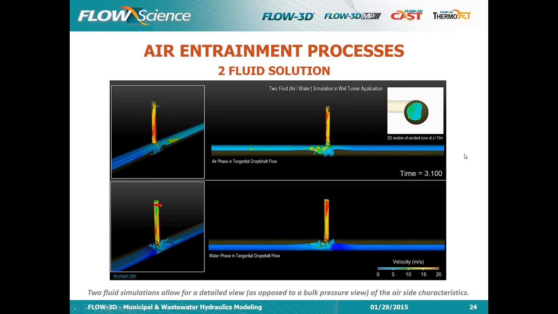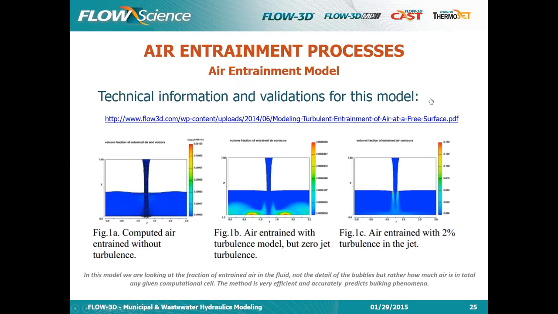Okay, so those are options we have, and then we have the air entrainment model, which is the scalar model, how much air we have as an average fraction of air inside a computational cell. There's a tech note on this, and if you download the slides you'll be able to take a look at this link. It's also on the website, which gives you the full detail of how this model is built.